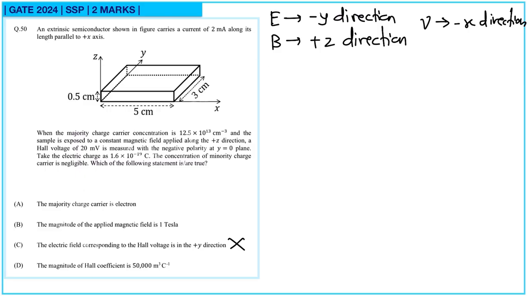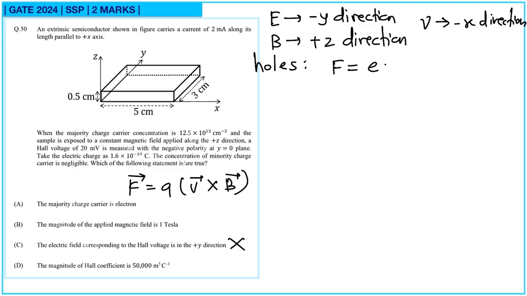Now we will consider if the majority charge carriers are holes. If this is the case, then the expression for force is F is equal to charge Q into V bar cross B bar. So we will use these values here. We are considering holes, so holes have positive charge. Then velocity is V and B, and directions are minus x cap into z cap. So x cap cross z cap is minus y cap. Minus it will be plus, so EVB into y cap. So holes cannot be the majority charge carriers.